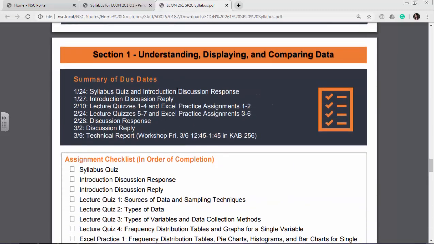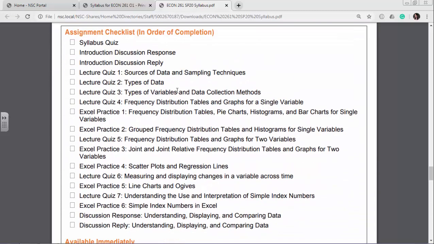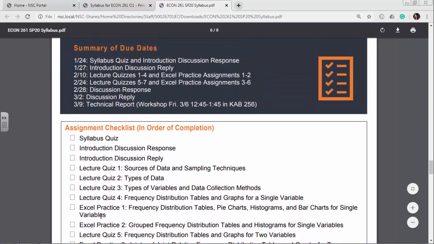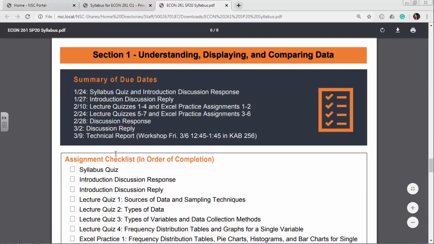All right, so please make sure, and I encourage you to print these pages, but make sure that you're completing these assignments in the order here. That's also the order in Canvas, which I'll make a separate video to show you Canvas. Here you see your syllabus quiz and your introduction discussion response is due the 24th. Then your discussion and reply for the introduction discussion is the 27th.